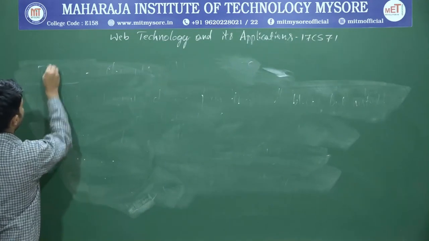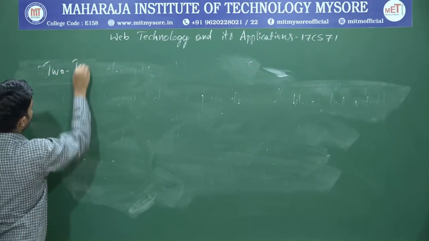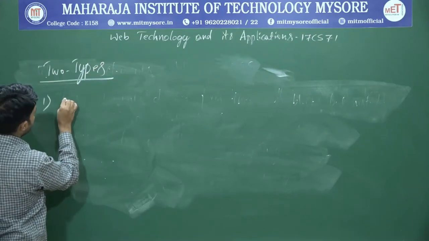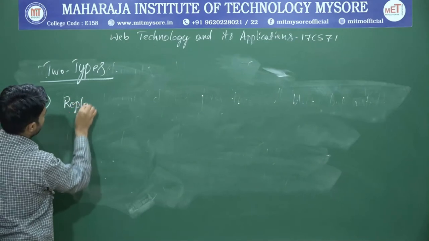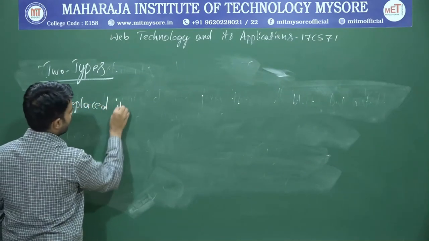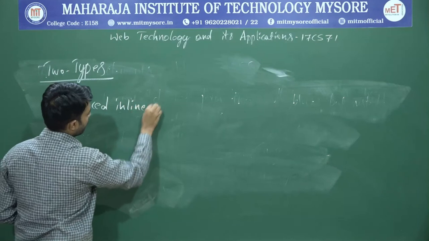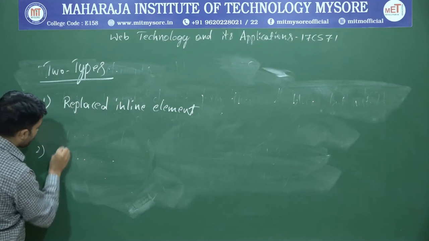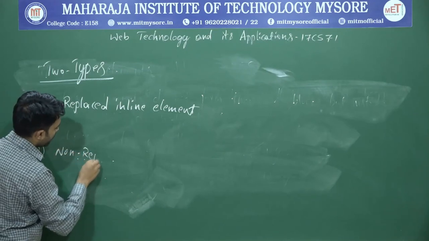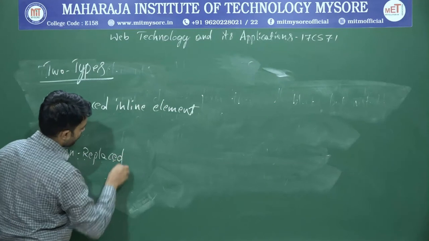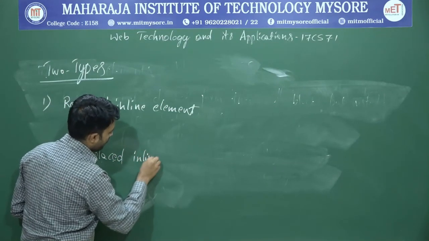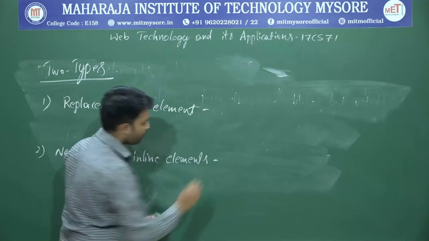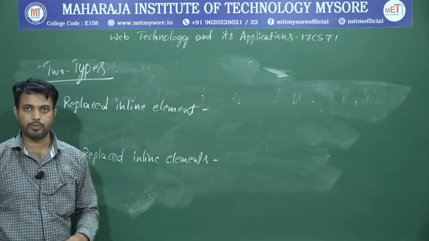So inline elements, two types. First one, replaced inline element, and second one is non-replaced inline elements. So what do you mean by replaced and non-replaced?